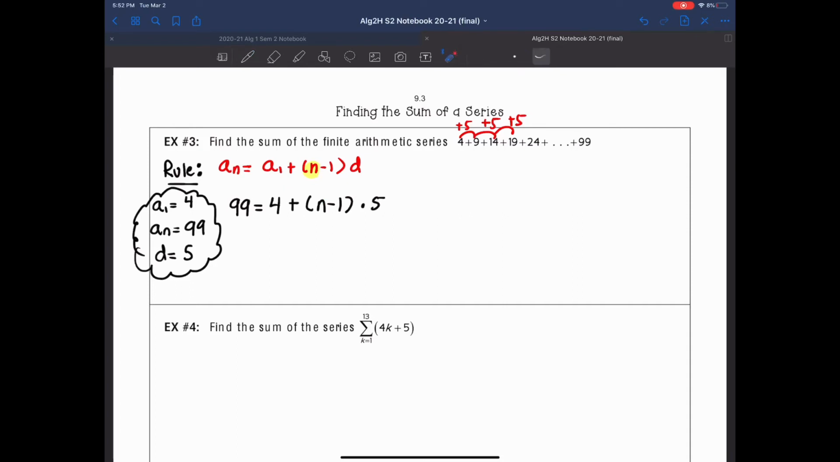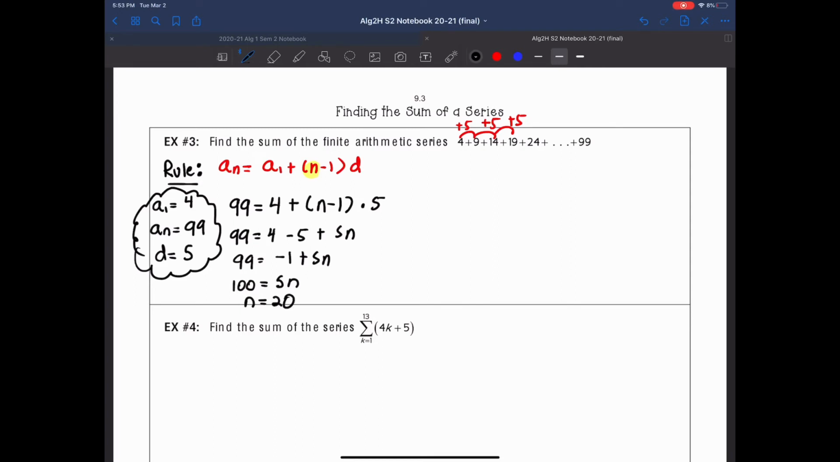So if we distribute this 5 into the parentheses and solve for n, here's what we get. 99 is equal to 4, that's going to be minus 5 plus 5n. Simplify that, we get 99 equals negative 1 plus 5n. All right, we add 1 to both sides. That's going to give us 100 equals 5n. And then if we divide both sides by 5, we're going to find that n is equal to 20.